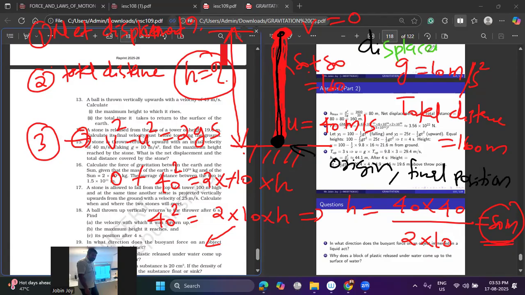Here displacement is equal to 0. Why displacement is equal to 0? Because this is my origin. I'm throwing the stone from here. The stone will reach here, then returns back to the same position. So to define the displacement, we need an origin. So this is my origin, and this is my final position. If the origin and final position are the same, then the displacement is equal to 0. So the answer is, net displacement is equal to 0.